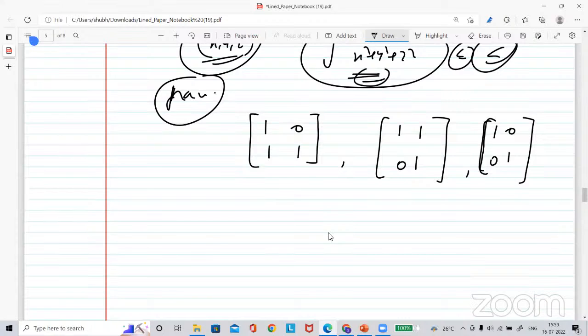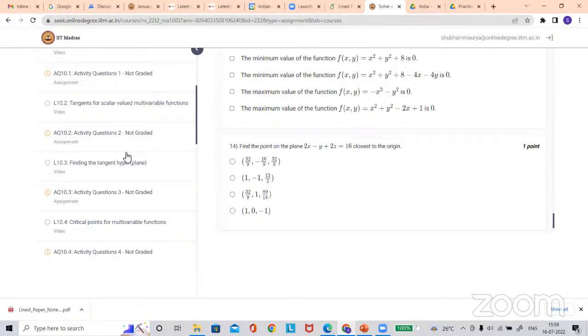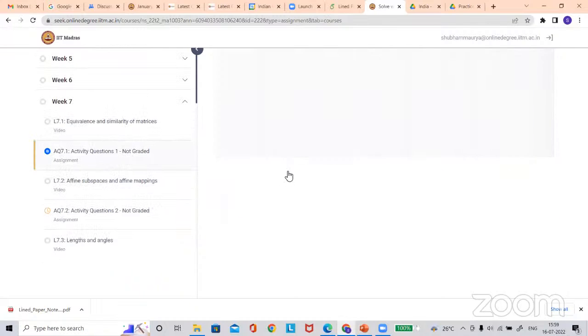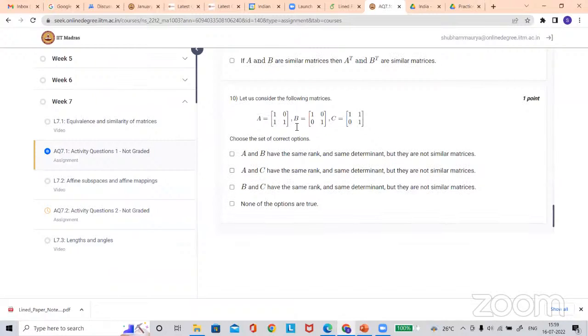This is asking which pair will be similar. Now I can tell you one thing. This is one kind of activity question of your similar matrix. In which week we have similar matrices? This one. And if you see the last question, this is exactly the same question.